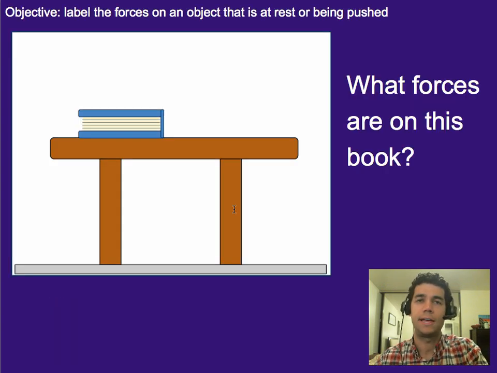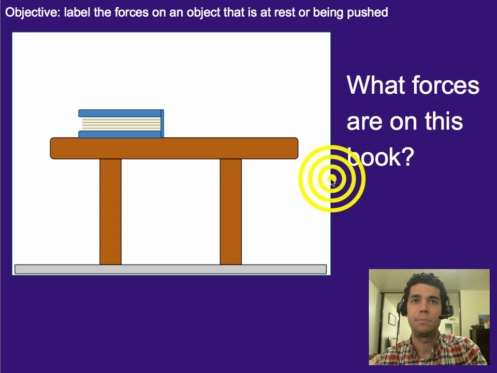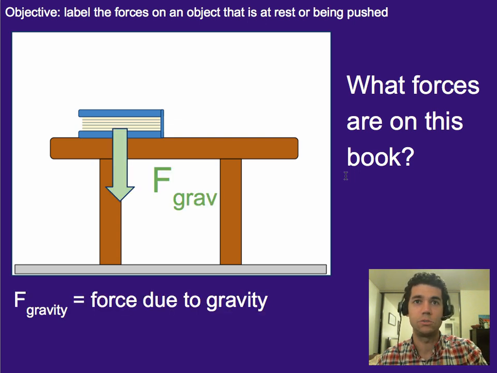So we're going to start off looking at this book right here. In particular, we're going to be looking at what the forces on this book are. Well, we've been studying one force in particular, which is weight, or the force due to gravity, and so we know gravity is pulling down on this book.